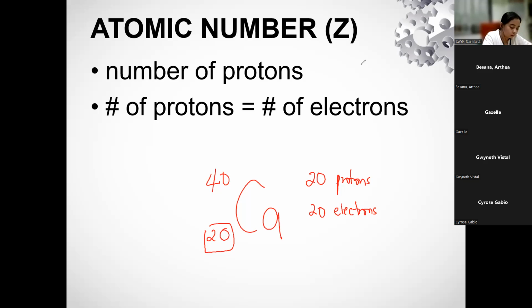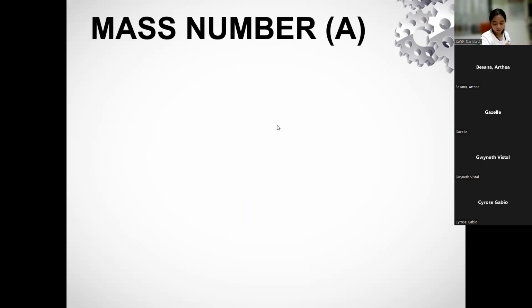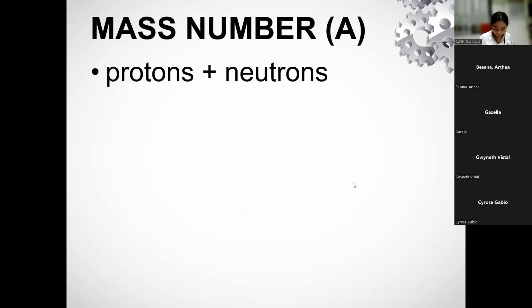Now, how about the mass number? Do not be confused. Another name for our mass number is atomic mass, or we can also call this atomic weight. Atomic weight or atomic mass, because compared to electrons, protons are actually heavier, as well as neutrons. They are heavier, so they account mostly for the mass of the atom itself. That is why it is called mass number or atomic weight.